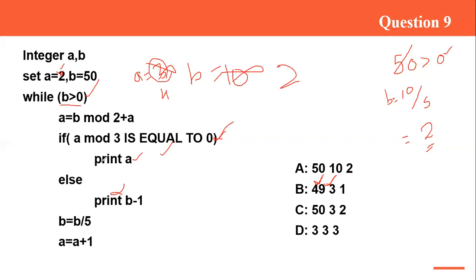So it is not equal to 0. That means if is false, it will come to the else part and executes b minus 1. What is b minus 1? 2 minus 1. 2 minus 1 is 1. Prints that.